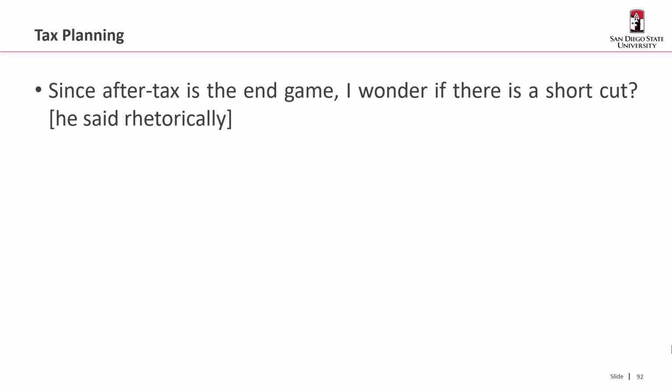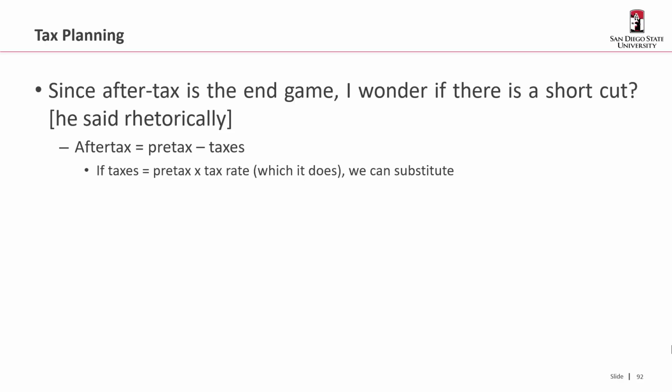So since after-tax is our end game, I think it's important we understand that relationship. And the way we're going to do that is look at it this way, right? So pre-tax minus tax is after tax. That's almost so obvious as to make it mundane. But if taxes equal pre-tax times the tax rate, which it does, then we can do a little substitution work on our first equation. And instead say that after tax equals pre-tax minus pre-tax times the tax rate.